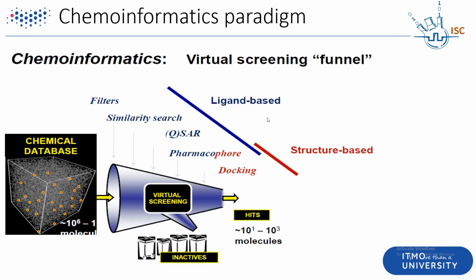So it's always better to start from the very, very fast functions when you have a huge database. Then when you reduce the database, you can reduce the number of screened molecules to a couple of thousand molecules. Then you can start with the structure-based methods. Otherwise, it's not really feasible to apply the structure-based methods to a big number of molecules.